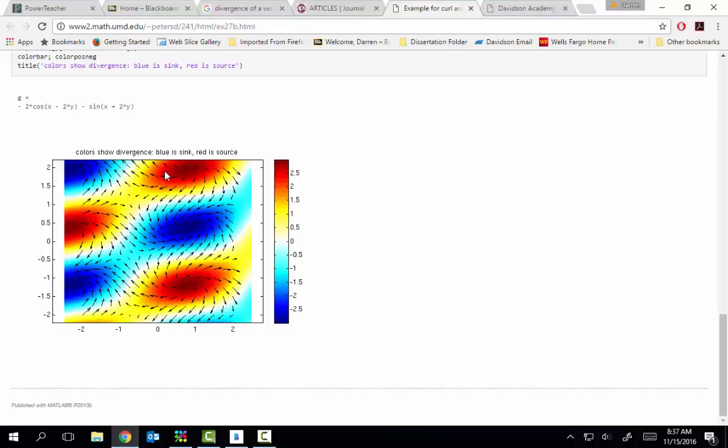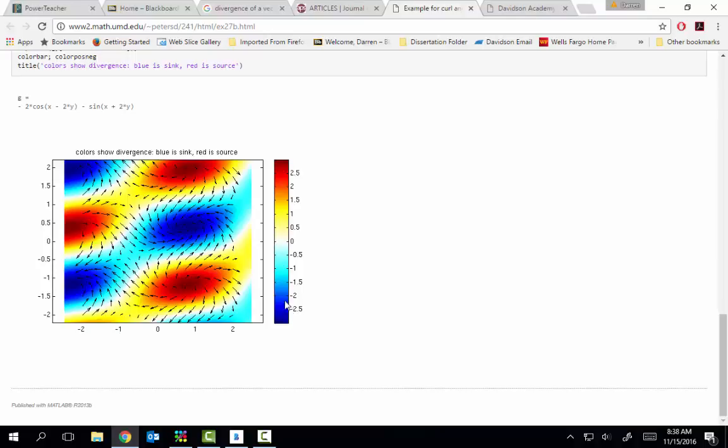It says colors show divergence. Blue is a sink. Oh, yeah. So I was right. Blue is a sink because a curl would be positive here, wouldn't it? Red is a source. So what do you think that divergence means? A strength of divergence. Well, look, red means positive big divergence. Blue means negative big divergence.